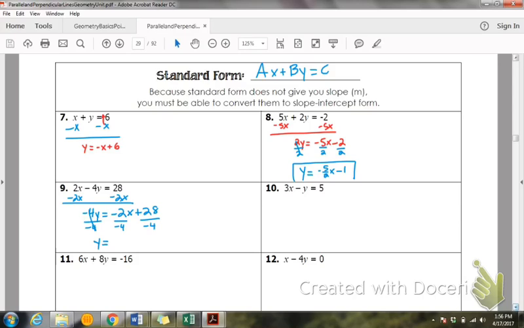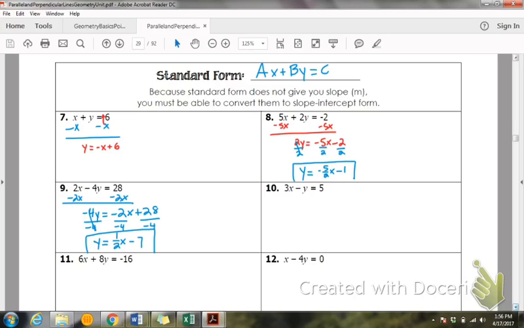Can we reduce negative 2 over negative 4? Yeah, what are we going to reduce it to? 1/2. Okay. Positive 1/2, right? And then 28 divided by negative 4 is negative 7. So this is an algebra review of just putting things in y equals mx plus b form.